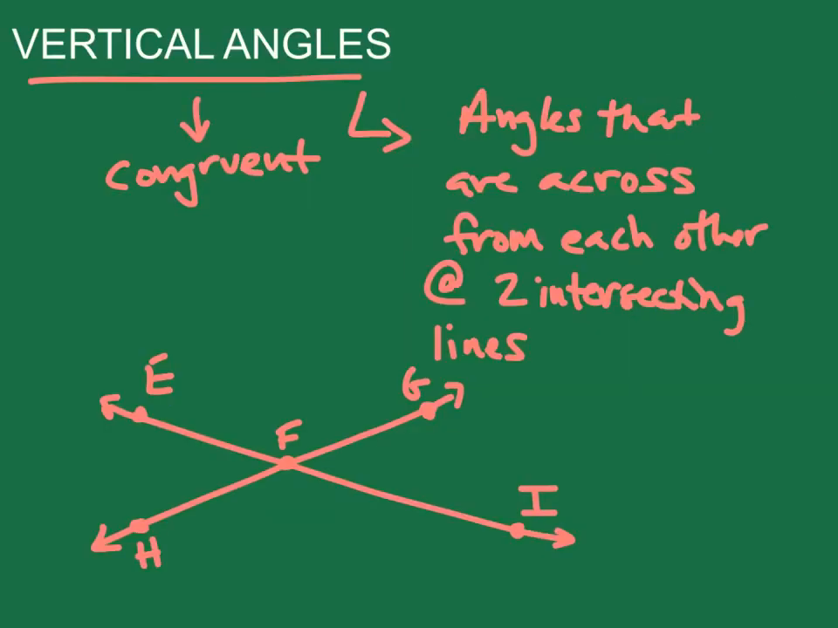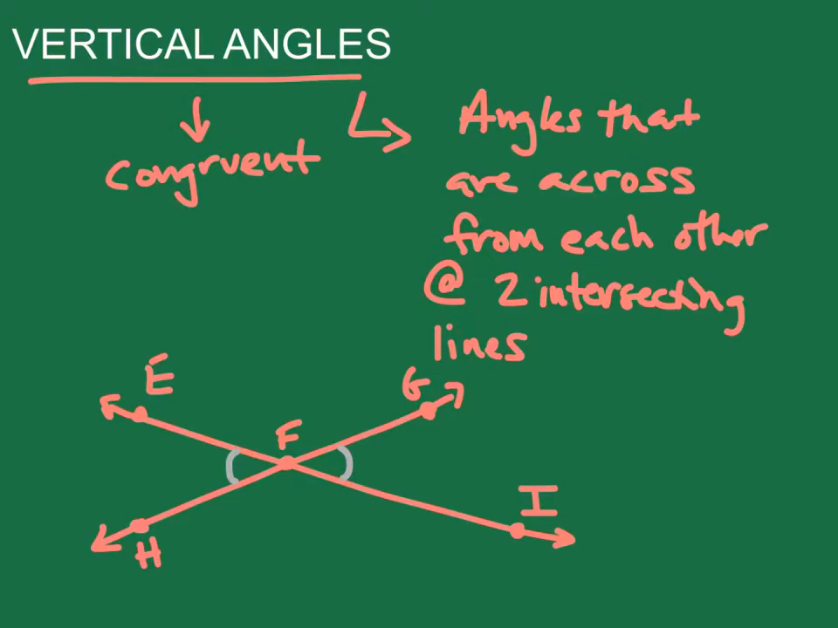The next one is vertical angles, okay? And we know that vertical angles are going to be congruent. And these are angles that are across from each other at two intersecting lines. So here's what I've got, all right? I've got this picture of two lines that are intersecting at point F, and I've created four angles from this. Now, from here, what I can say is that angle EFH, this angle here, the one that's across from it, angle GFI, those two angles are congruent.